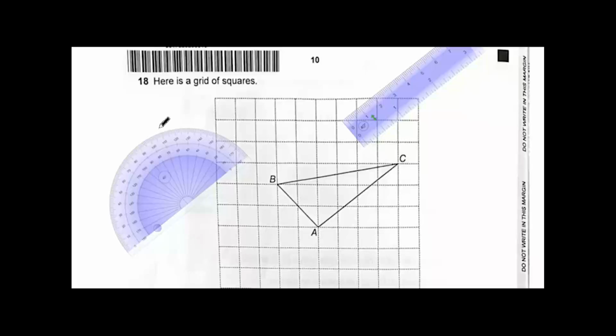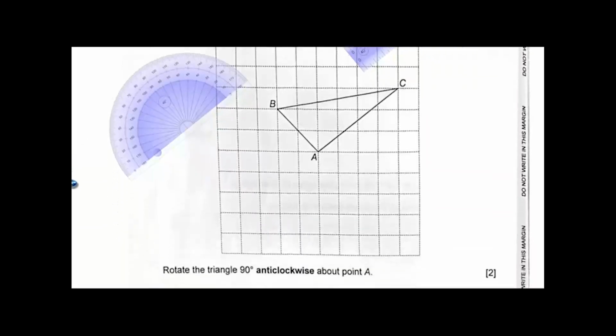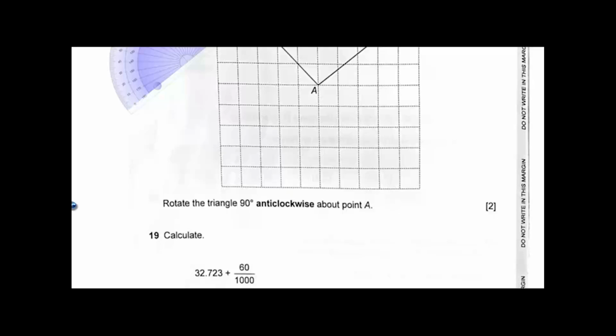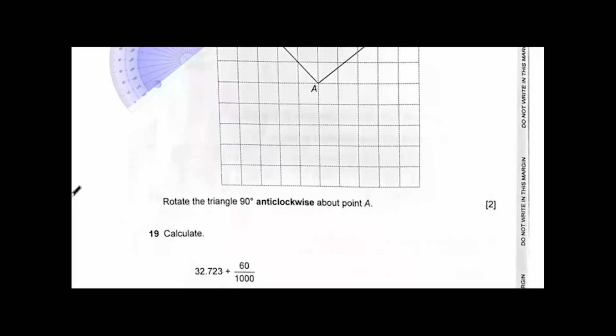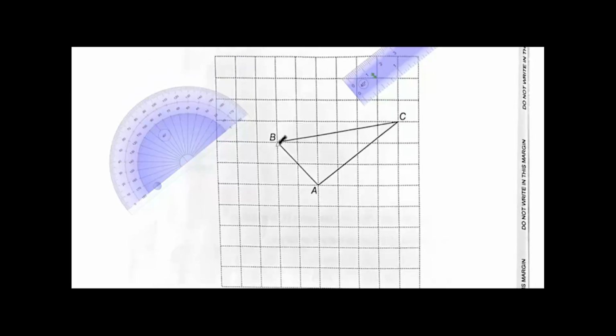Here is a grid of squares. So let's scroll down to see what is expected of us. Rotate the triangle 90 degrees anti-clockwise about point A. So rotation is better done with a tracing paper, but if you don't have a tracing paper, you could make use of a protractor and a ruler. So the first thing we need to do is to mark the center of rotation, which is point A here. So that is center of rotation.